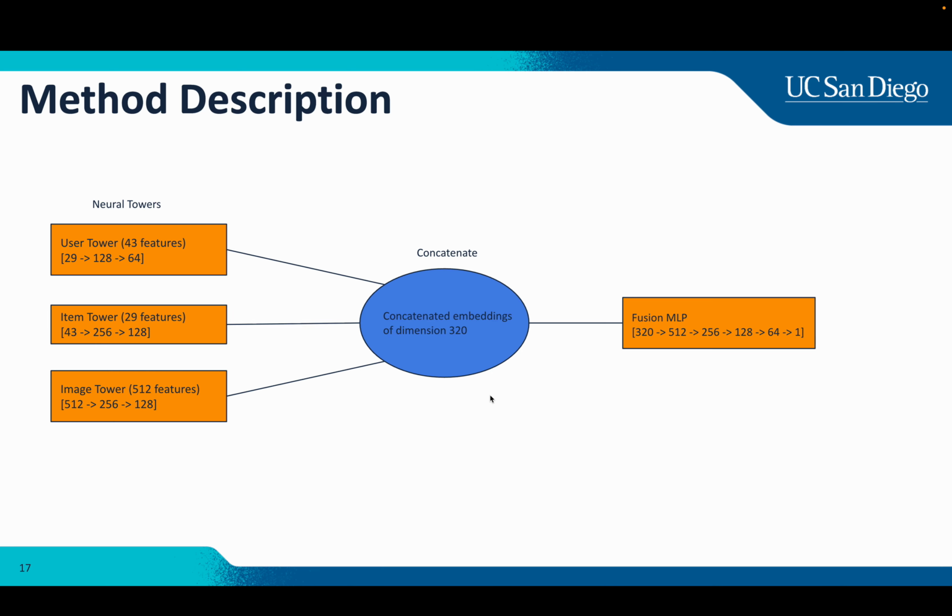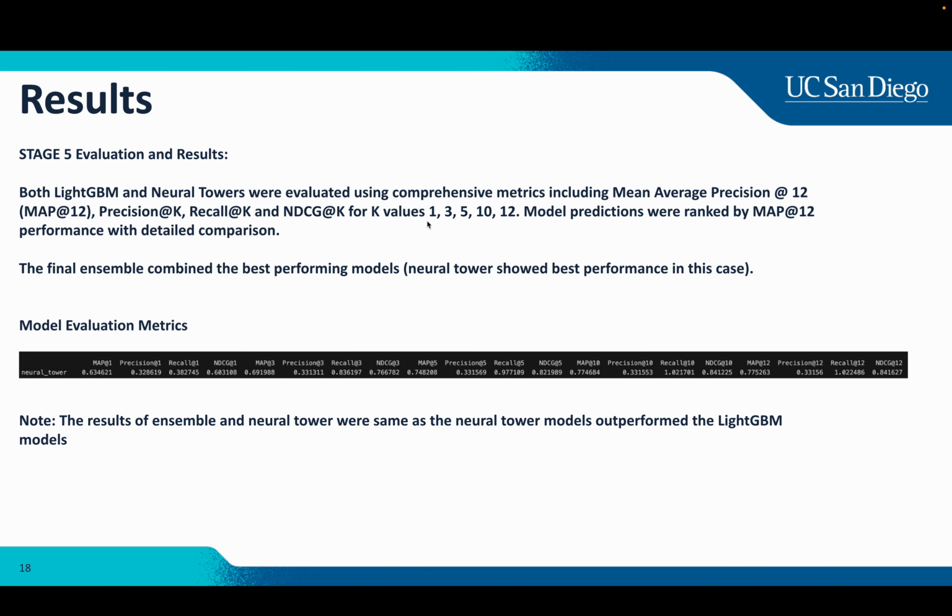So the results. Based on what the competition, the H&M recommendation task, was supposed to be, it wanted to evaluate the mean average precision at 12, so I kept the same as my evaluation metric. Along with that, I also used precision, recall and NDCG for evaluating how good the model performs. So the model predictions were ranked by MAP@12.